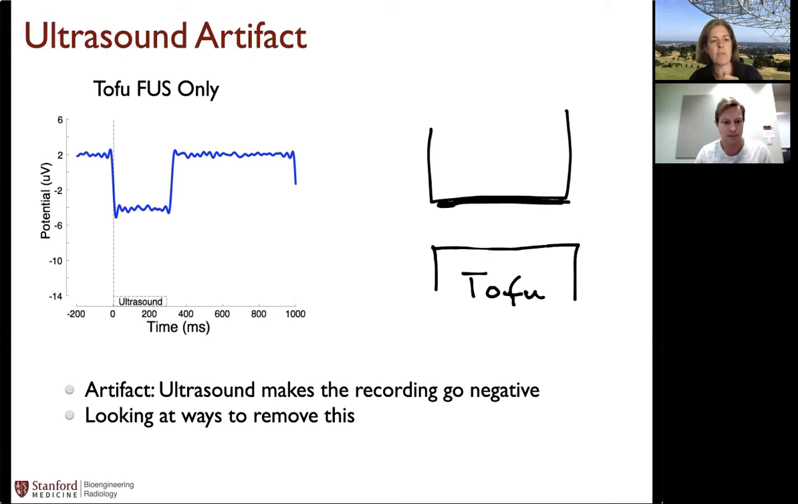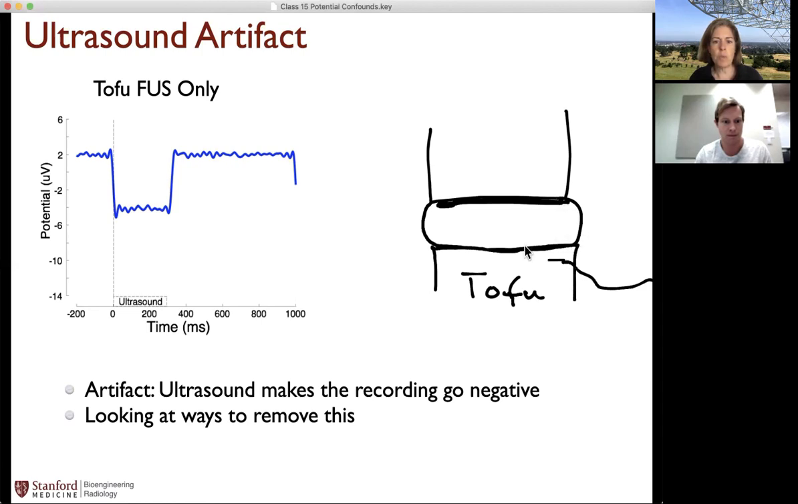And this is the data that we got from the ultrasound only, not in the sheep, but in a tofu phantom. It looks like this: we have the transducer up here, we've got our tofu, this is the water membrane that's coupling the transducer into the tofu, and this is the electrode in the tofu. What we were seeing is that when we put the ultrasound on, for 300 milliseconds, there was a measurement in the electrode that looked like this. This was about the size of what we were measuring with the visual evoked potential. So it's definitely a bit of a messy problem to have this overlapping on top of the signal.